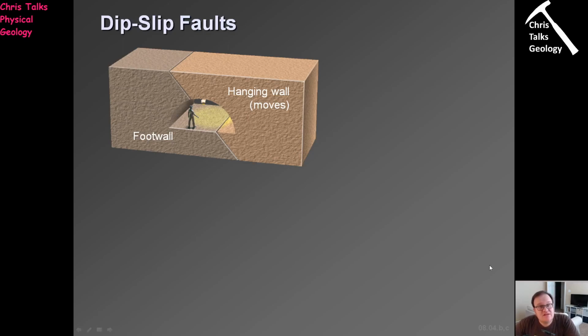So dip-slip faults consist of two parts. We have the footwall and the hanging wall block. The footwall block is essentially the part of the dip-slip fault that does not move. It stays still. The hanging wall block is the block that actually is in motion. It will go up and down relative to the footwall block, depending on the conditions. The terms footwall block and hanging wall block are old mining terms. Obviously the footwall block is the block you walk on and the hanging wall block is the block above your head.